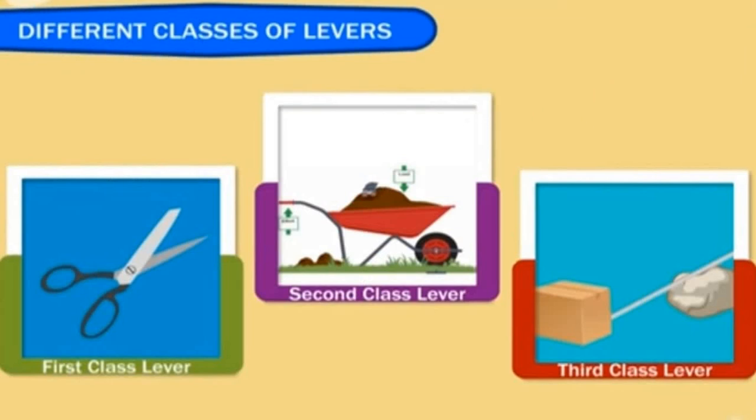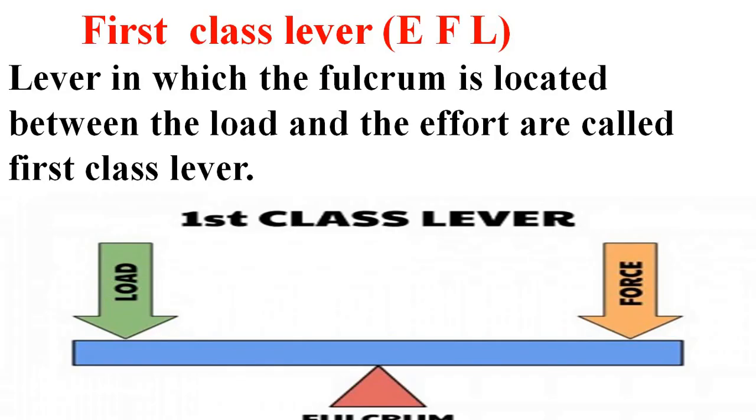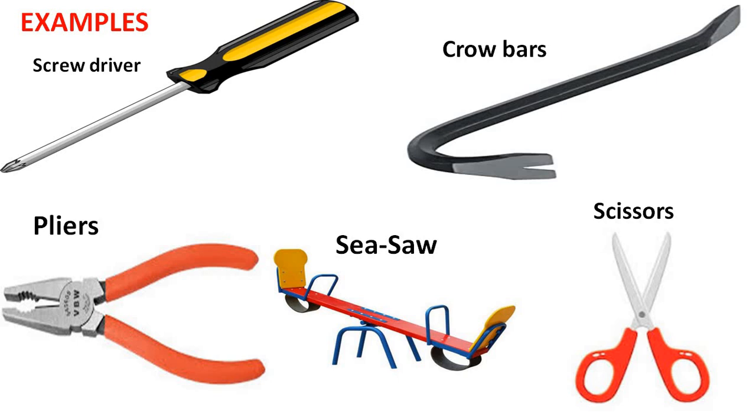Different classes of lever. Based on the position of fulcrum, load and effort, levers are classified into three types: first class lever, second class lever, third class lever. First class lever, EFL: levers in which the fulcrum is located between the load and the effort are called first class levers. Examples of first class levers are screwdriver, crowbars, pliers, seesaw and scissors.